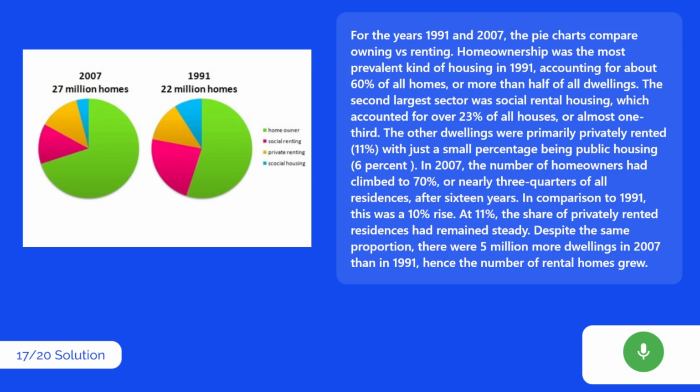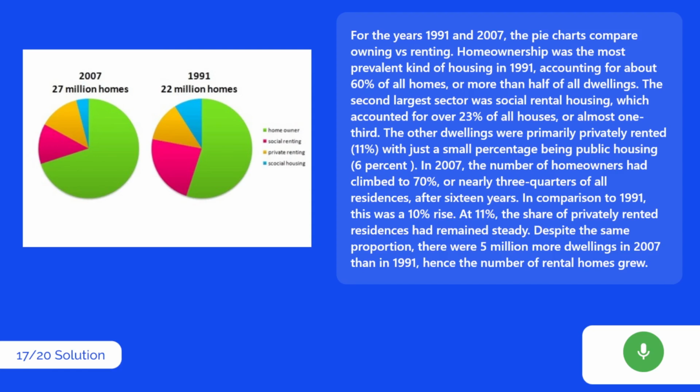The second largest sector was social rental housing, which accounted for over 23% of all houses, or almost one-third. The other dwellings were primarily privately rented, 11%, with just a small percentage being public housing, 6%.